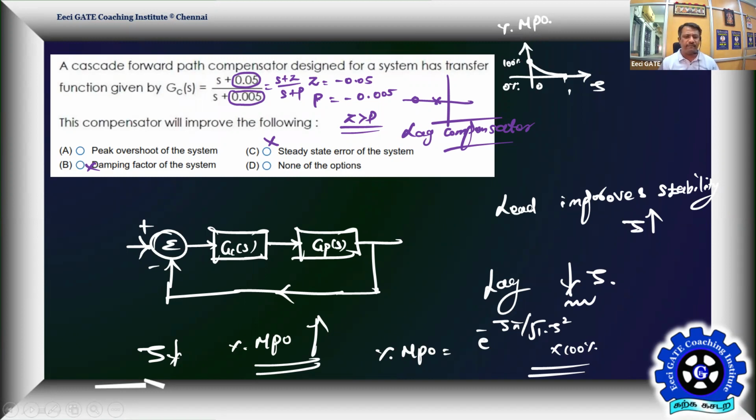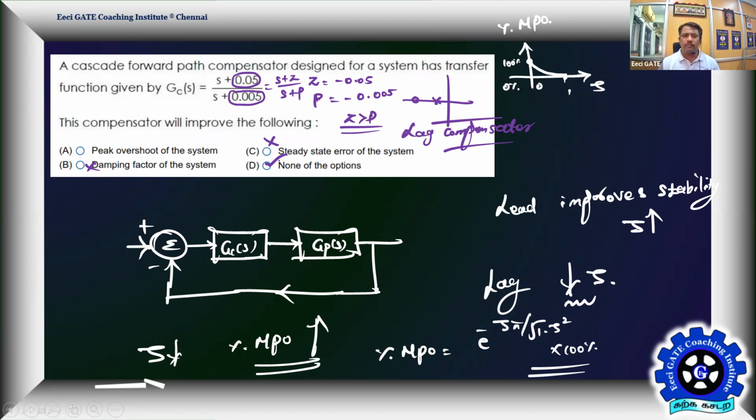So the compensator will improve what? I will go with option D. It is going to increase the overshoot, which is not an improvement. Improvement means the overshoot should decrease. So the peak overshoot of the system is getting increased, so it's not an improvement. So none of the above options is the correct answer. I didn't check the other keys, but I'll go with option D for this problem. The lag compensator is getting introduced, the zero is greater than pole, therefore it is going to destabilize the system. I feel the damping is getting decreased, as we don't know the order of the system and all.